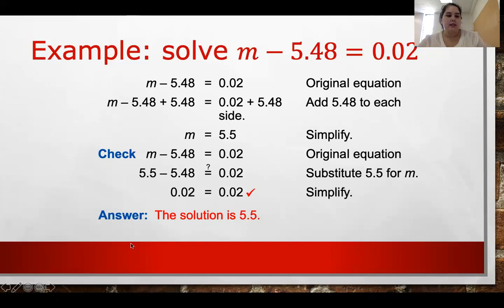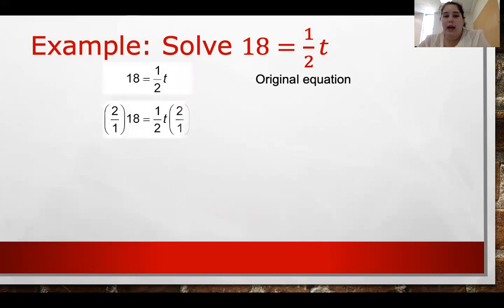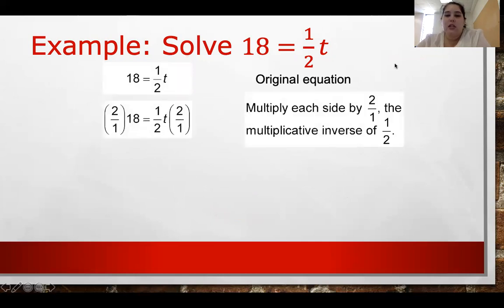All right, so let's take a look at our next slide. We have now: solve 18 equals 1/2 t. So what we need to do here is isolate the variable t. To do that, we're going to multiply by the inverse of 1/2. To do that with a fraction, you invert it. If you look at inverse and invert, they both start with INVER, so that works out really great. We're going to flip 1/2 to be 2 over 1, and then multiply.